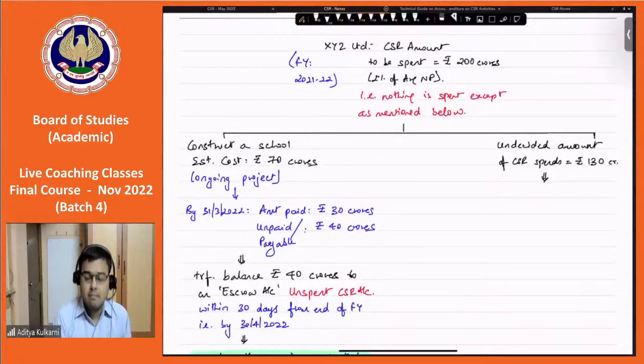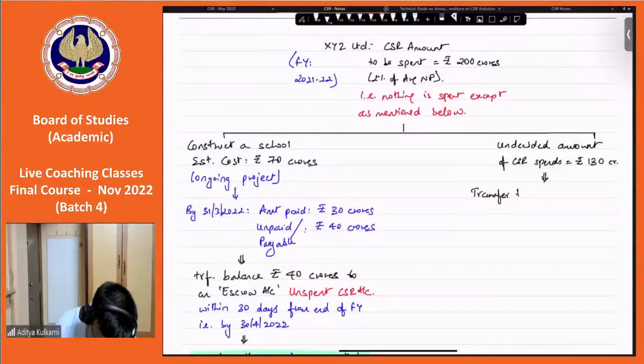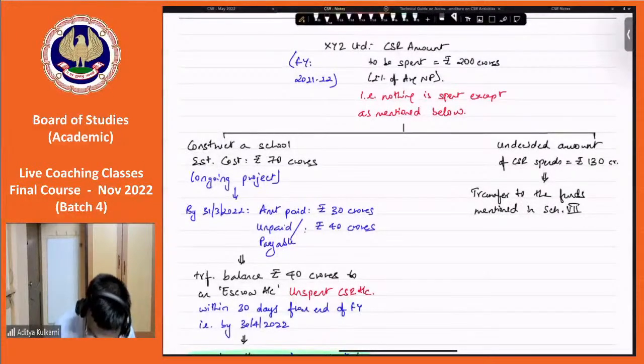So now the government will come and tell, look, you don't know where to spend. Let us help you. You give that 130 crores to us. Sir, where to give? In any of the funds specified in Schedule 7. You give the money to those funds and it will be deemed that you have spent the amount on CSR. Acha, within what time should I give? Within 6 months from the end of the financial year. That means by 30th September 2022, you should deposit that amount in any of the funds. Okay. So undecided amount, transfer to the funds mentioned in Schedule 7.